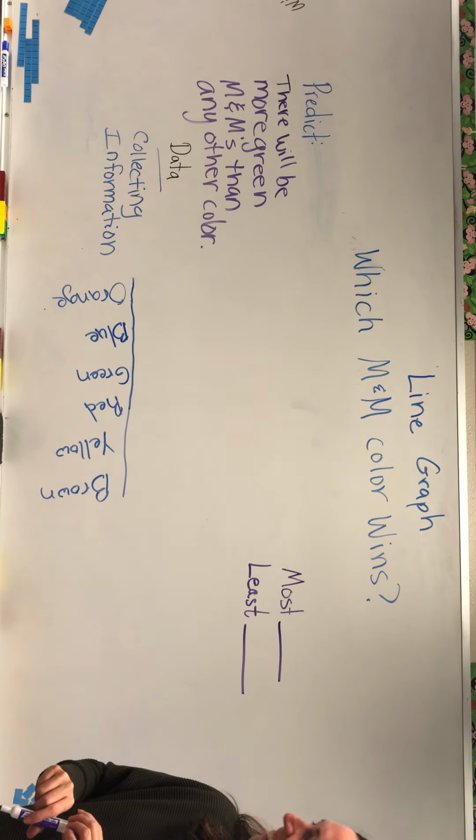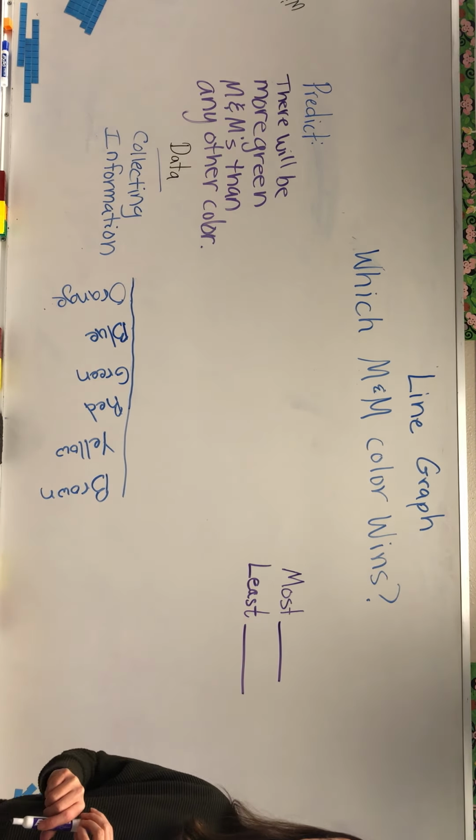So we got a green and brown. What color? Think about which color you are predicting. Let's see who's right. I think I'm going to be right with brown because I always eat that boring color. Boring color brown.